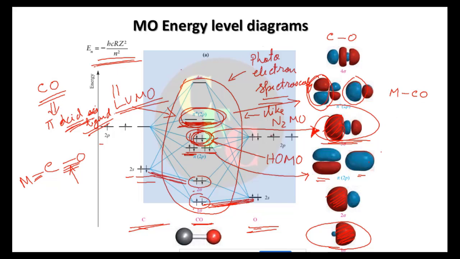What is the reason? The reason is clearly evident from molecular orbitals, that the HOMO is centered mainly on carbon, and the LUMO is also centered on carbon, right? That's why it is bonding through the carbon side.